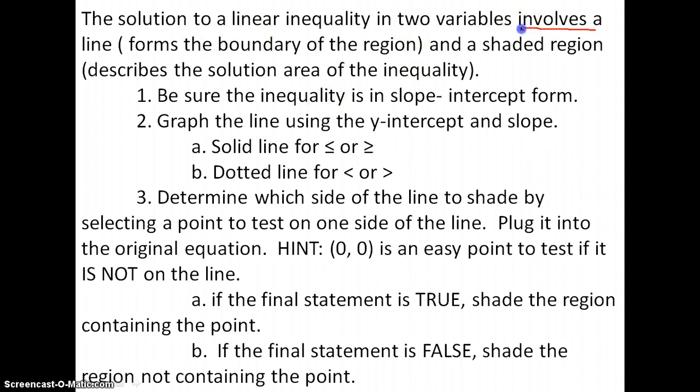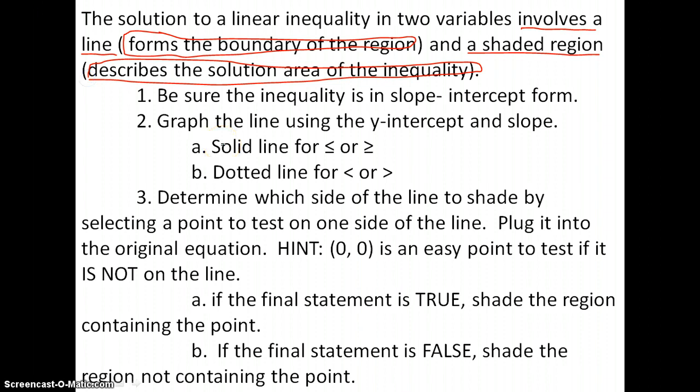The solution to a linear inequality in two variables involves a line and a shaded region. The line forms the boundary of the region, and the shaded region describes the solution area of the inequality.